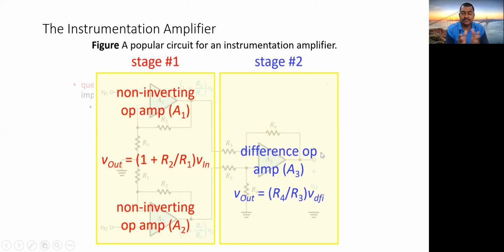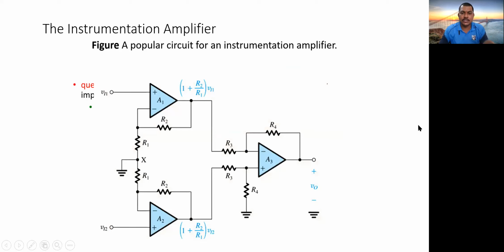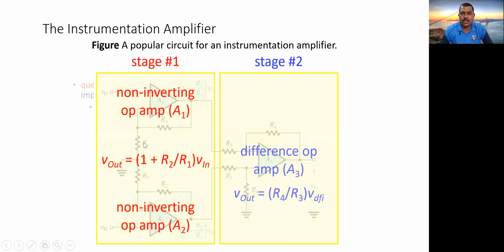While teaching on the board, I might not be able to tell you this circuit in the depth that I can right now. This is a very nice presentation, and it tells you what is going on. So what I told you, this is the circuit of an instrumentation amplifier, where we have two op-amps as buffers, and the third one is the difference amplifier. We call this stage one, with two non-inverting op-amps A1 and A2, which provide the output as 1 plus R2 by R1 into V in, right? And the difference amplifier provides the output voltage equal to R4 by R3 into V difference, whatever the difference of these two is.